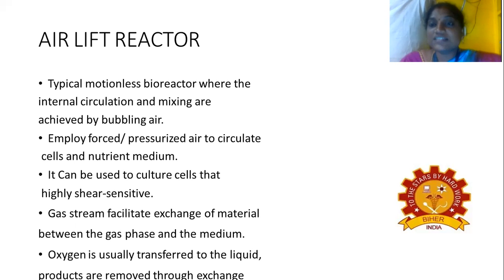Since it is using air instead of an agitator, shear sensitive cells can most commonly be used in this type of airlift reactor. Here the gas stream facilitates exchange of material between the gas phase and the medium. So oxygen is usually transferred to the liquid, and products are removed through exchange.